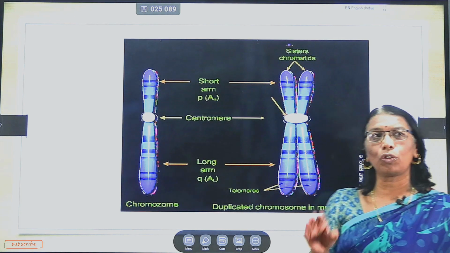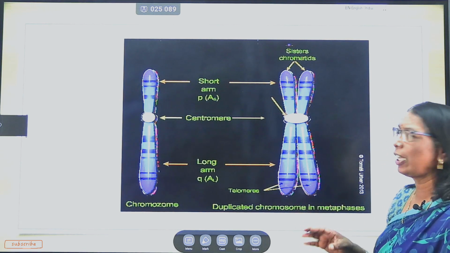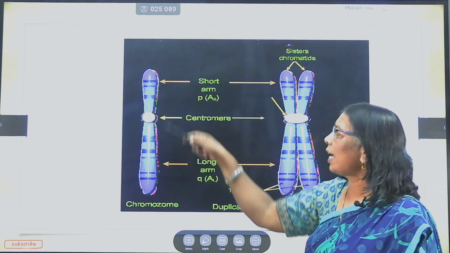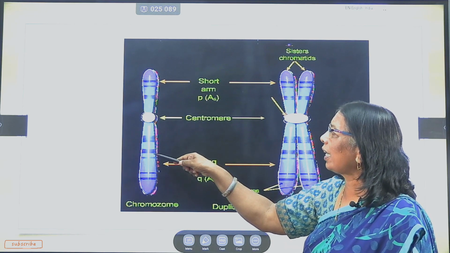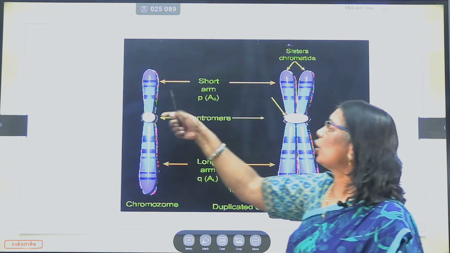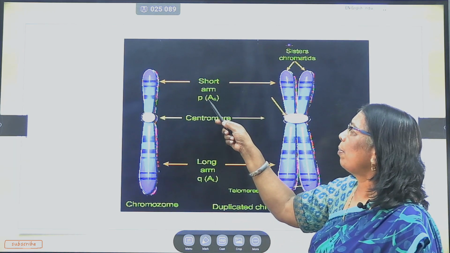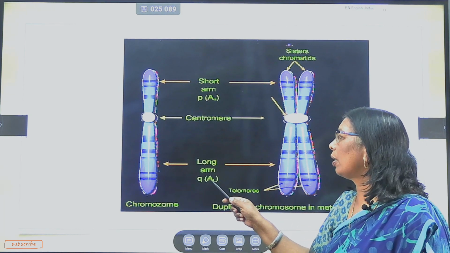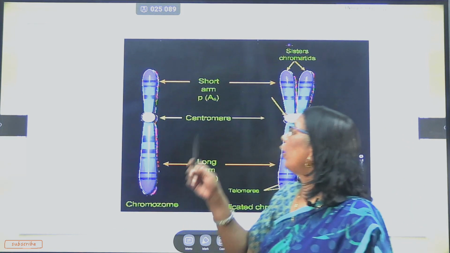When we observe these chromosomes, they have a specific shape, size and structure which can be easily understood. Here is a single chromosome with two arms, and on those two arms we observe dark as well as light colored bands. One arm is termed the short arm and the other the long arm. The short arm is labeled with a small letter p, while the long arm is labeled with a small letter q. These two arms are joined at a point, and that point is termed the centromere.